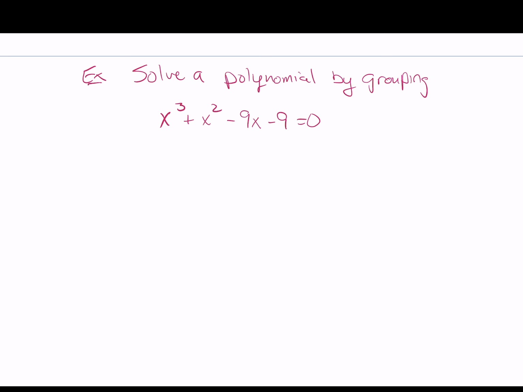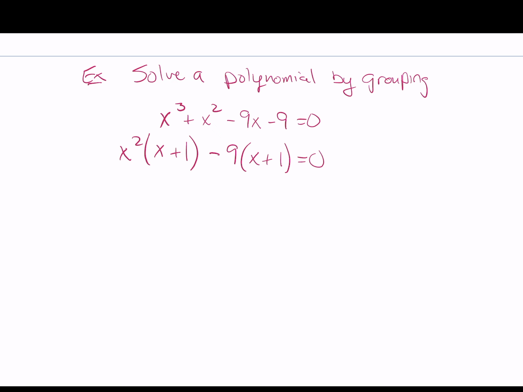So in the first 2 terms, what can we factor out? Well, we can factor out the lowest power term. So we can factor out an x squared. So we're left with x plus 1. Okay. And then we can factor out a negative 9 in the second set, minus 9. And 9 times x gives us negative 9x. And negative 9 times 1 gives us a negative 9.